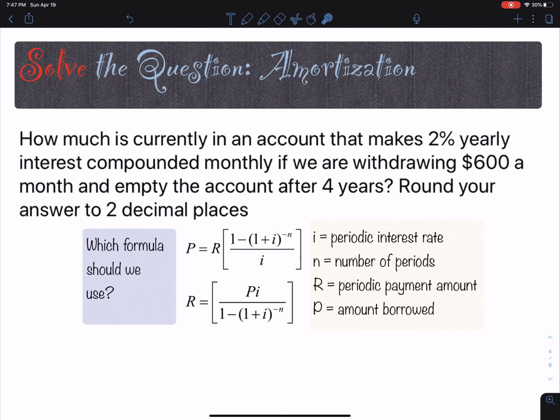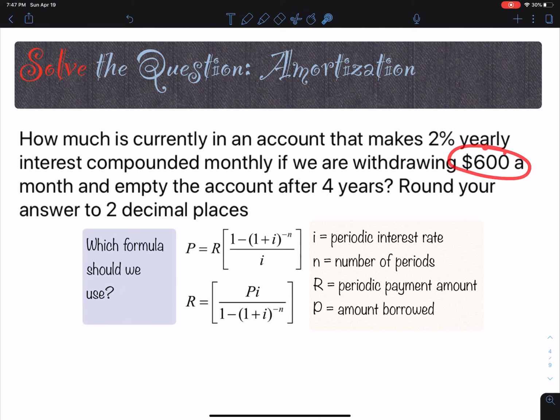Okay, lastly, we are going to solve the question dealing with amortization. All right, so how do we solve this? Well, which formula should we use? What are we trying to find? Are we trying to find P or are we trying to find R? Most questions dealing with amortization, you're either trying to find P, the amount borrowed, or R, which is the periodic payment amount. Well, it said how much is currently in an account. Like right now, that's the amount borrowed.